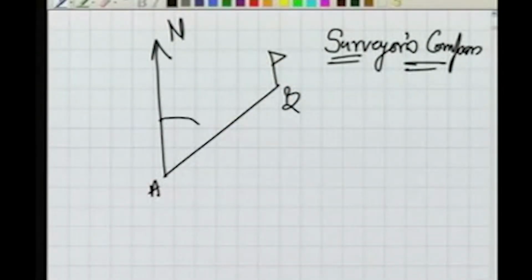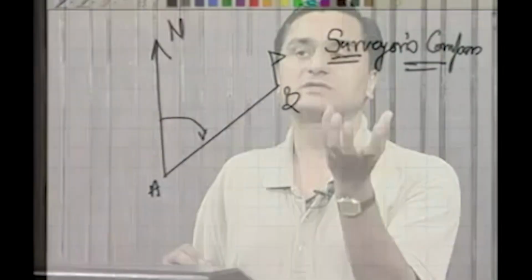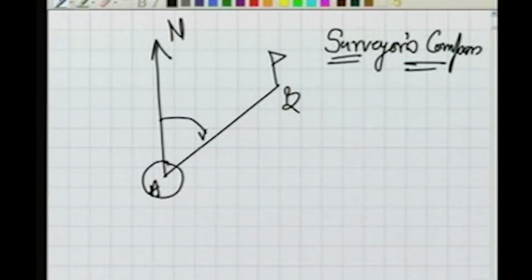Well, the job is again to measure the bearing. With the surveyor's compass, we will occupy point A, and we want to measure the bearing of line AB. There at B, we have a ranging rod. What is there in the surveyor's compass? How is it different from the prismatic compass?